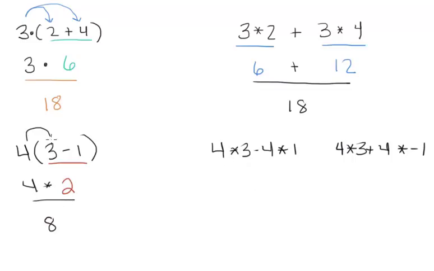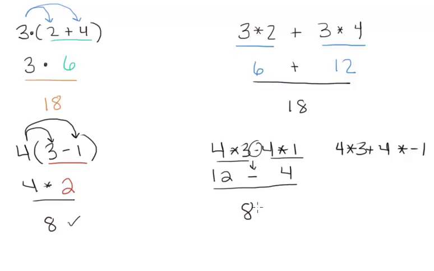Our distribution would say 4 times 3 minus 4 times 1. We're going to keep this symbol here. 4 times 3 is 12. 4 times 1 is 4. Bring down this subtraction. Now 12 minus 4 is equal to 8. Okay, so 8 equal to 8.